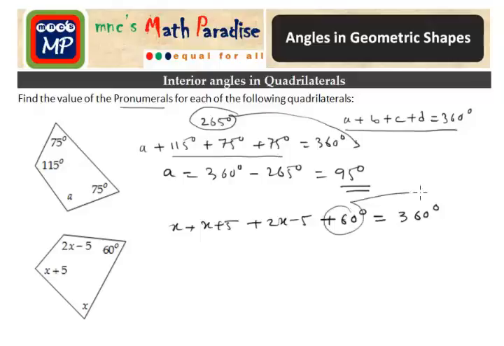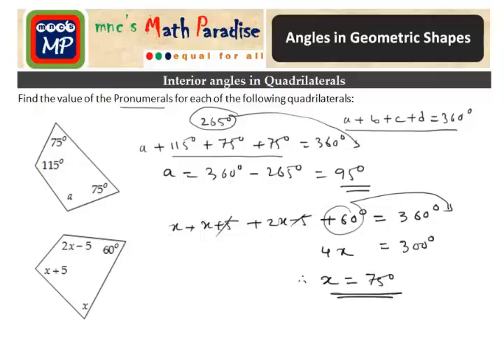So if we take this 60 degrees to this side, we will get 300 degrees on this side, and here the minus 5 and plus 5 will cancel, x plus x, twice x plus twice x, 4x. So we are getting 4x equals 300. So x will be 75 degrees.